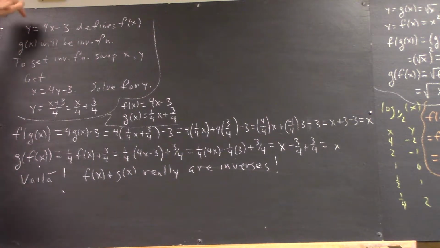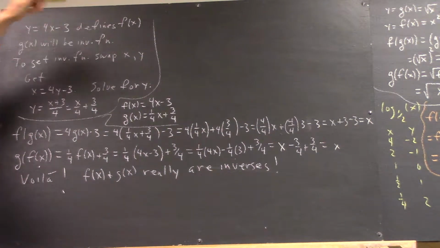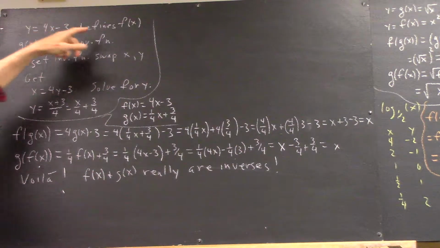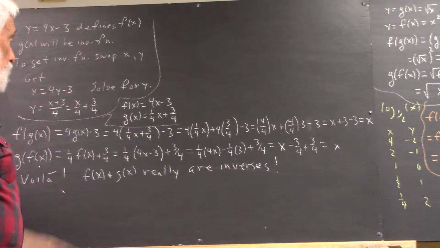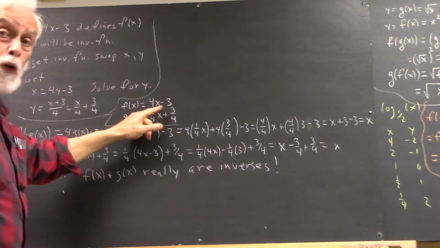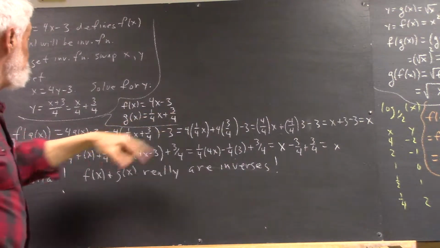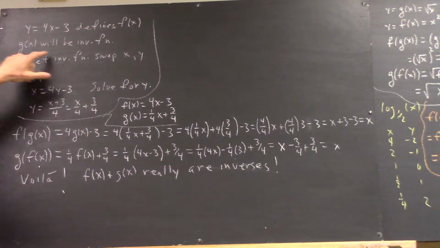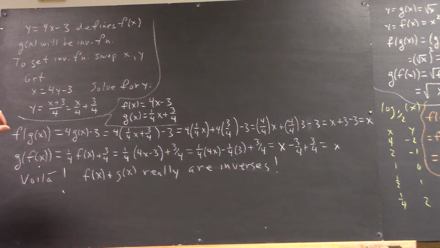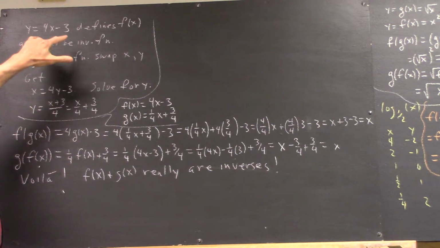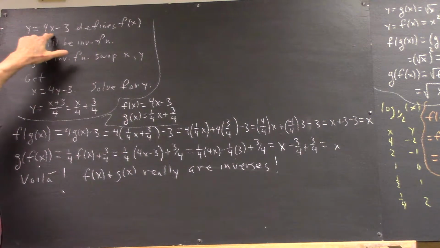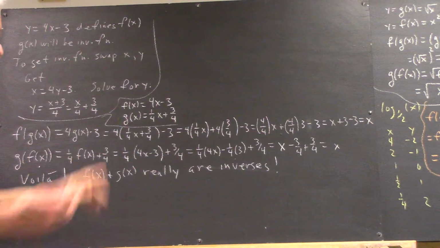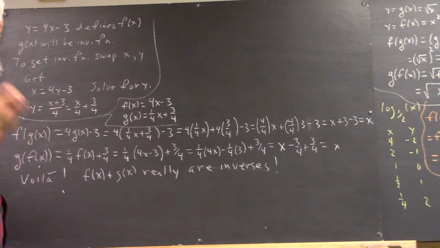So we have y equals 4x minus 3. And we're going to say that defines our function f of x. In other words, f of x is 4x minus 3. And g of x is going to be our inverse function. Now, how do we get a function inverse to a y equals 4x minus 3 function? We switch x and y.